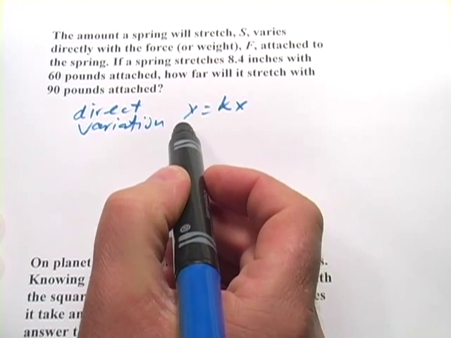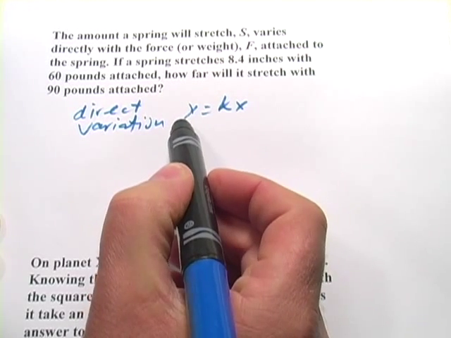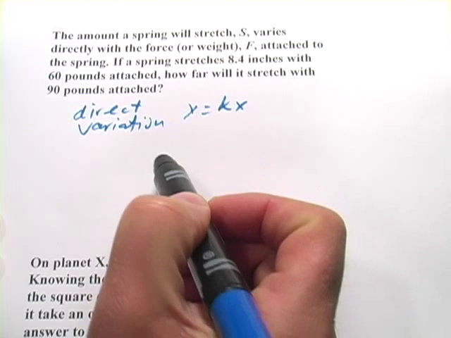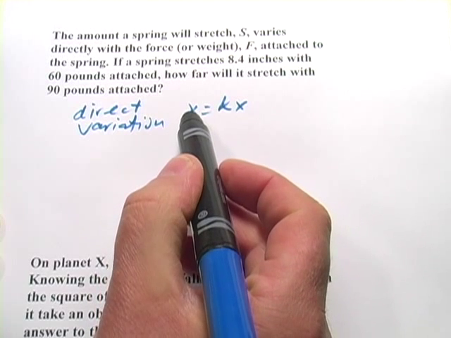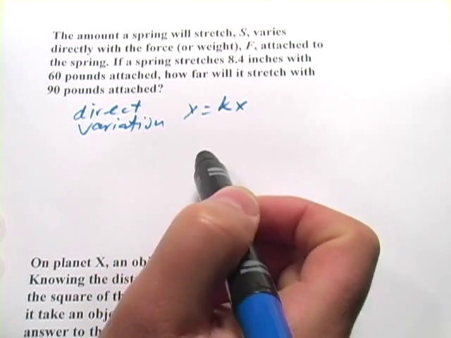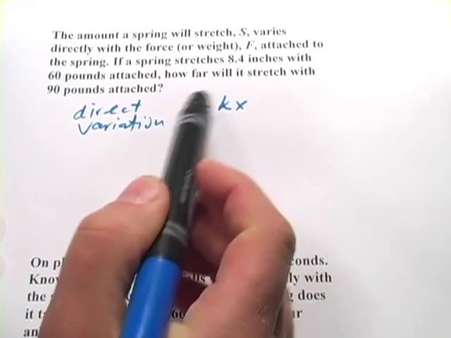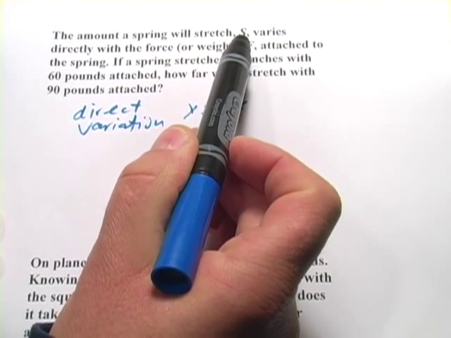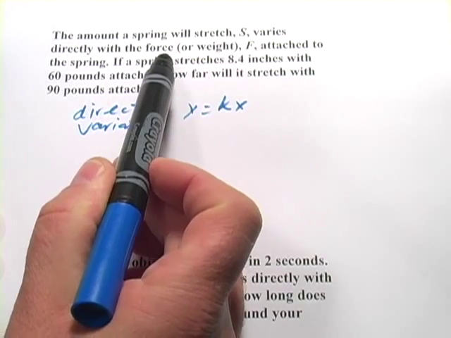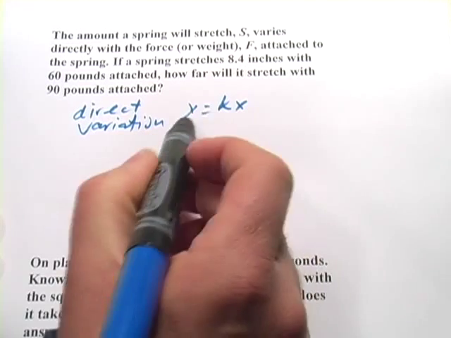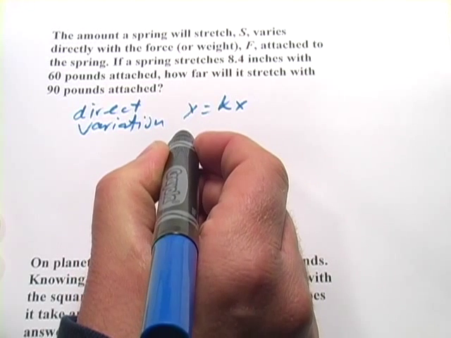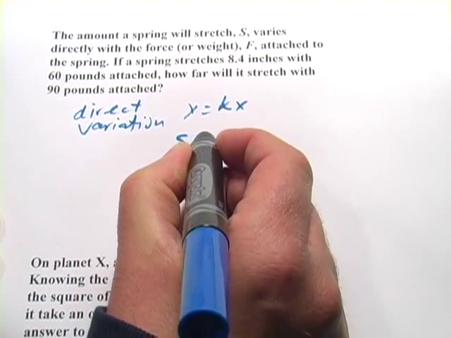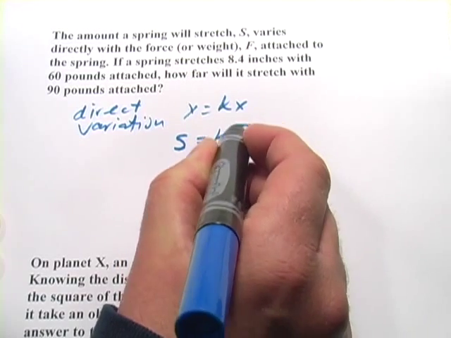And the way these problems work is typically you're given an x and a y, you solve for k, and then you use that when you're given another y or x to solve for the other one. Let me show you how that works in this first one. It says the amount a spring will stretch, S, varies directly with the force. So just to translate that into our general form here, the length of the stretch varies directly with force.